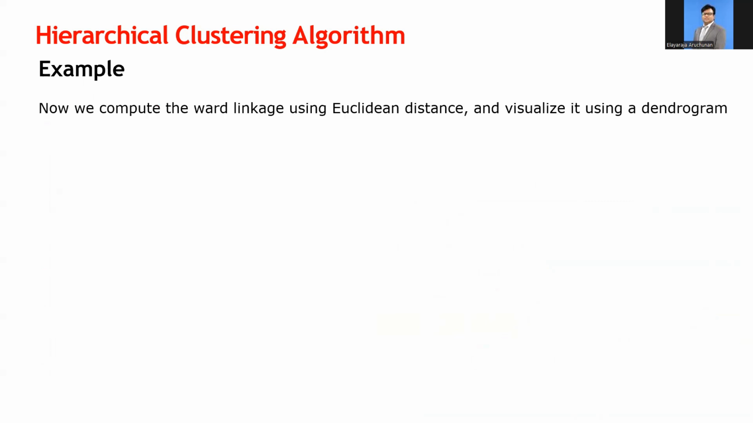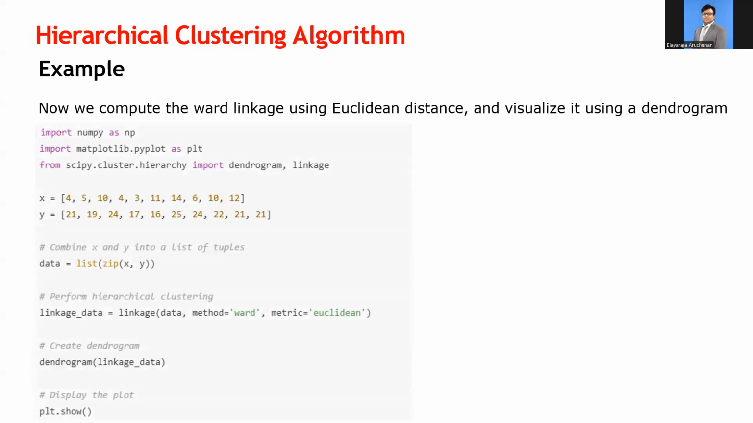Now we're going to compute the Ward linkage using Euclidean distance, and then visualize it using dendrograms. In order to do that, you need to write the program in the Python Jupyter environment. So import NumPy as np, import matplotlib.pyplot as plt. It's the same as before. Now, additionally, you need to add from scipy.cluster.hierarchy import dendrogram, linkage.